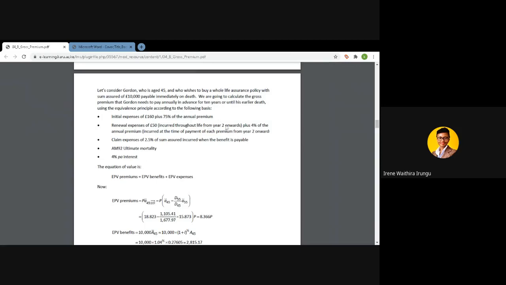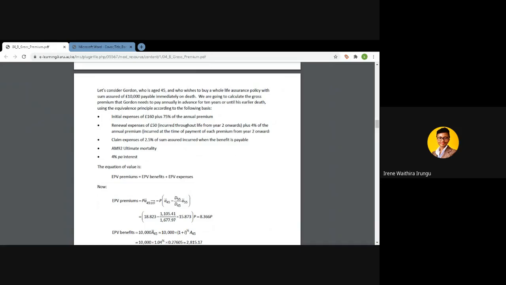So it's a renewal expense of 50 plus 4% of the annual premium. That is an amount of 4% P, which again is incurred at the time of payment of each premium from year 2 onwards. So we need to get rid of the first year once we come to determining the EPV of the expenses. The next basis is claims expense of 2.5% of the sum assured incurred when the benefit is payable.